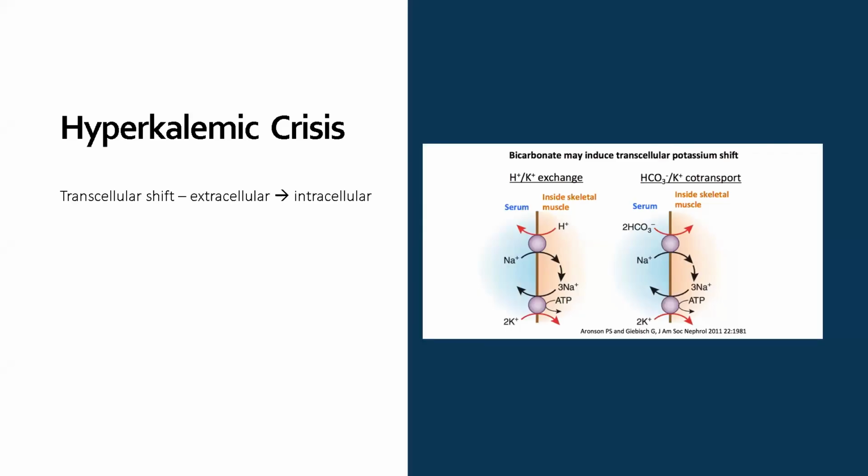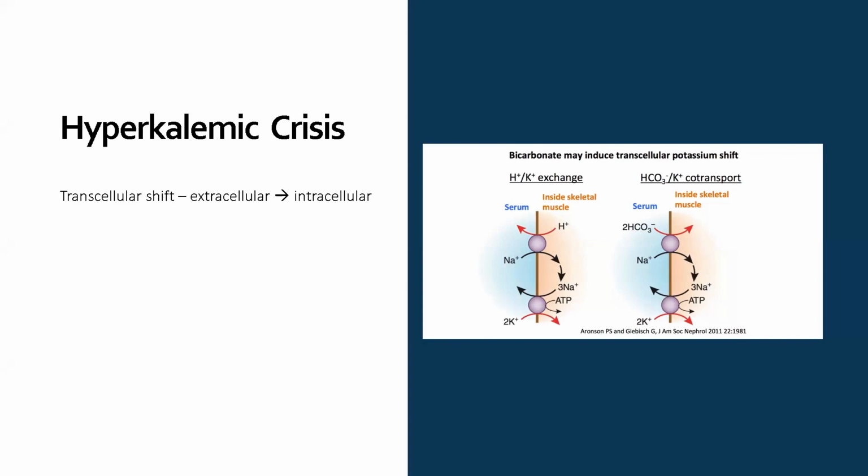So in a hyperkalemic crisis, things that can be the etiology of that would be like cortisol insufficiency, insulin resistance, acute acidosis, urinary tract obstruction or rupture, acute renal failure, drugs such as ACE inhibitors, NSAIDs, and RAS inhibitors, rhabdomyolysis, severe hemolysis, and then digitalis overdose.